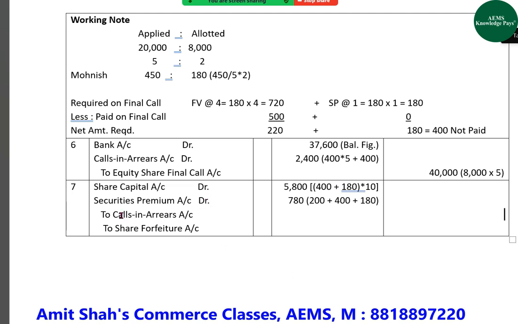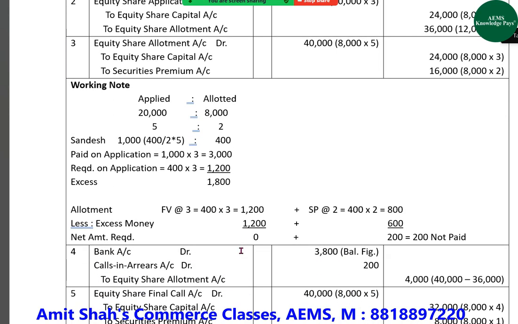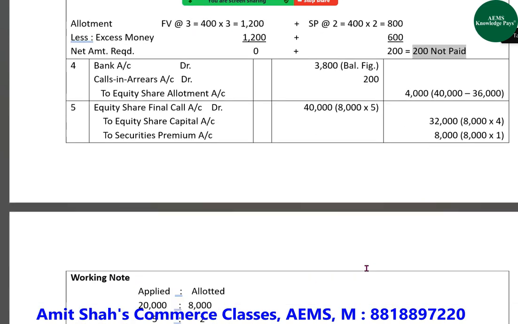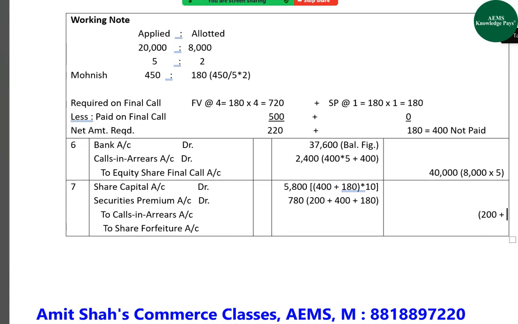Calls in arrears account would be created with the total amount called from them but not paid by them, whether it is of face value or of premium. So the total amount not paid by Sandesh is 200 of allotment and 400 into 5, 2000 of final call, plus Monish has not paid only on final call, that is rupees 400. So that is 2600 we will credit to calls in arrears account. Am I clear, guys? Yes, sir.